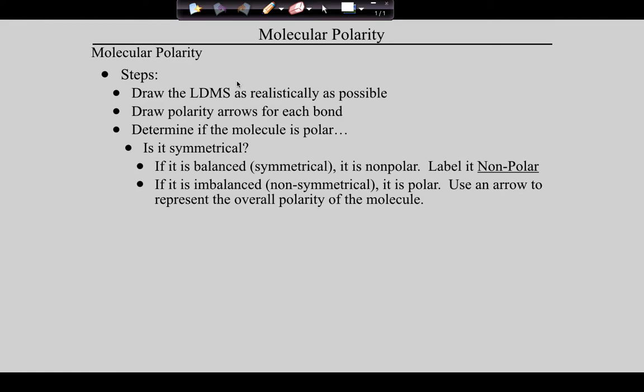So guys, what we're going to do is apply this 3-step process to the molecules we've already drawn. So we've already done number 1. We've already drawn the Lewis dot structures as realistically as possible. Then we're going to draw on the polarity arrows. Guys, what information do we need in order to draw on the polarity arrows? Electronegativities. Be ready. Then guys, once we've drawn in all the polarity arrows for the bonds, we're then going to determine if the whole molecule is polar, and that will be a function of symmetry.